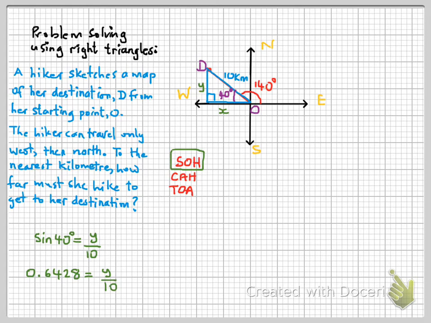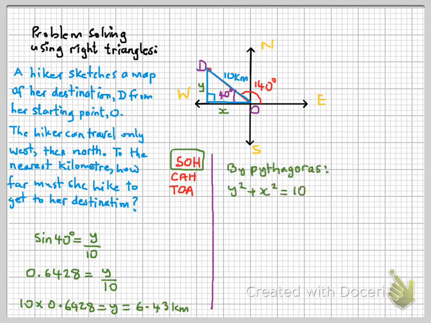And in our calculator, if we set our calculator mode to degrees and we do sine of 40 degrees, our result is as shown, 0.6428. And we can solve that equation for y. Y will be 10 times 0.6428 and y will be 6.43 kilometers. So now we know how far north she has to go to get to her destination. But we are not done yet. We need to find how far west she has to go to get to her destination.